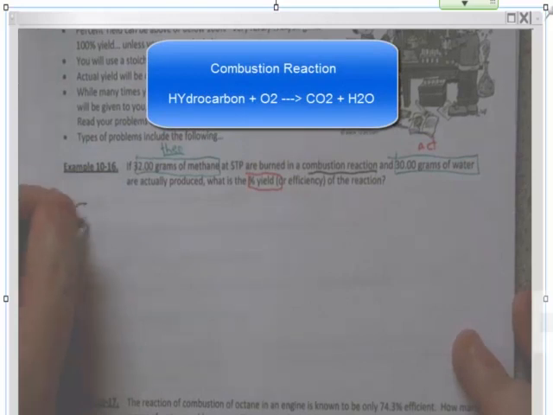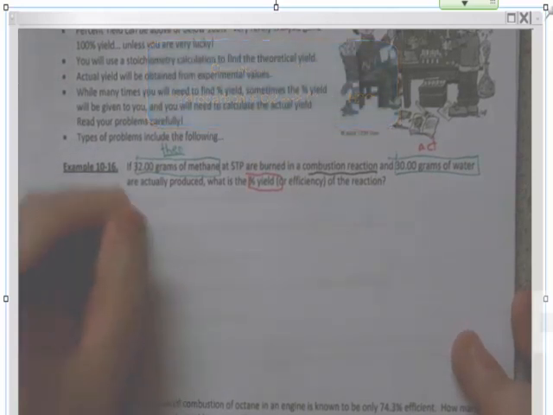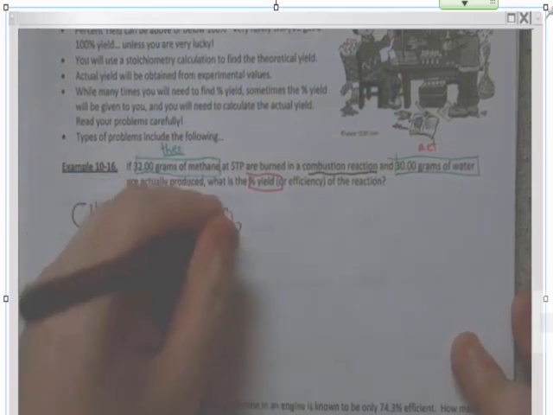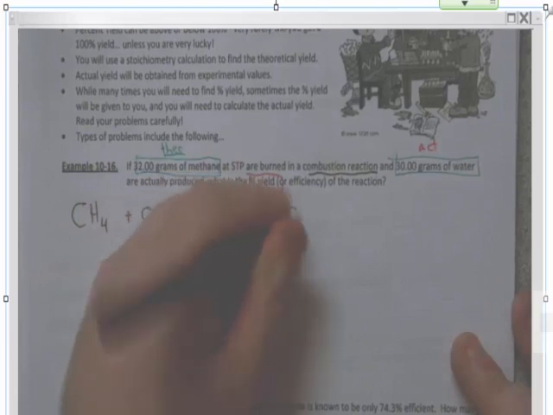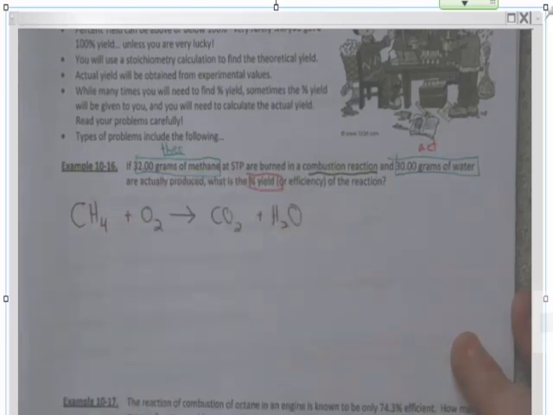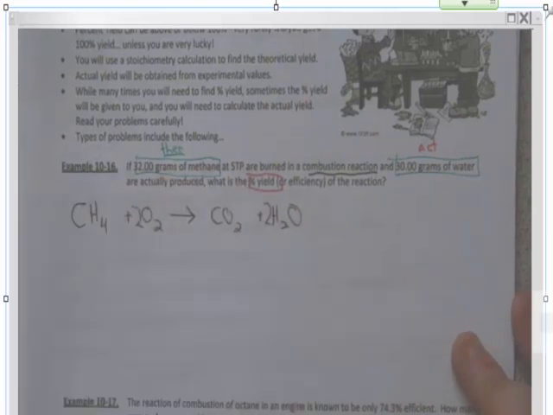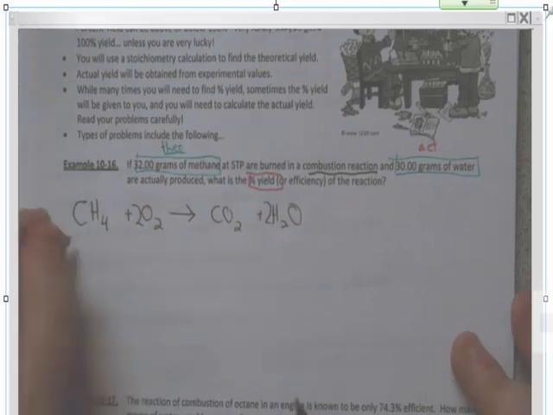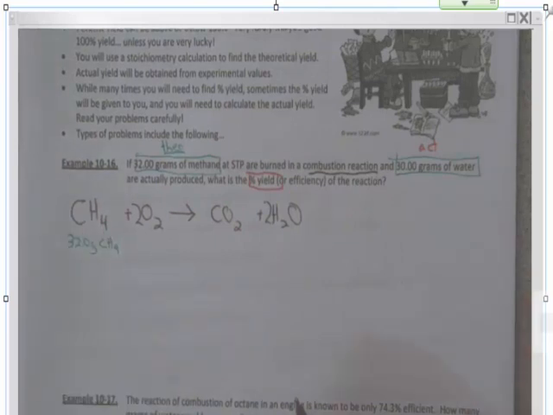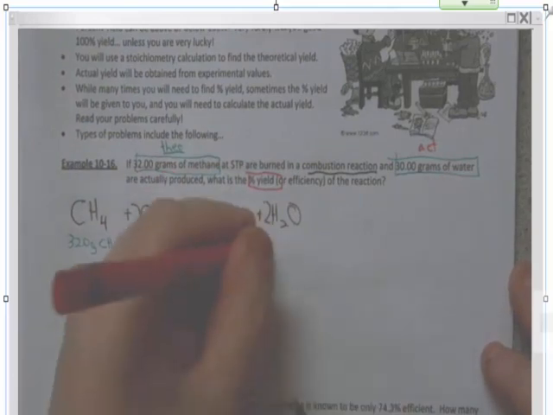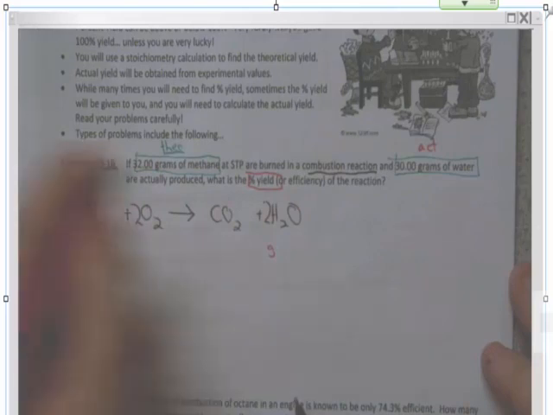Like methane is CH4 plus O2 goes to CO2 and water. Balance the reaction here, so we're going to put a 2 in front of the water and a 2 in front of the oxygen. In this problem we are going to start off with 32 grams of methane. We are going to convert this over to the actual, so we need to get the grams of water.